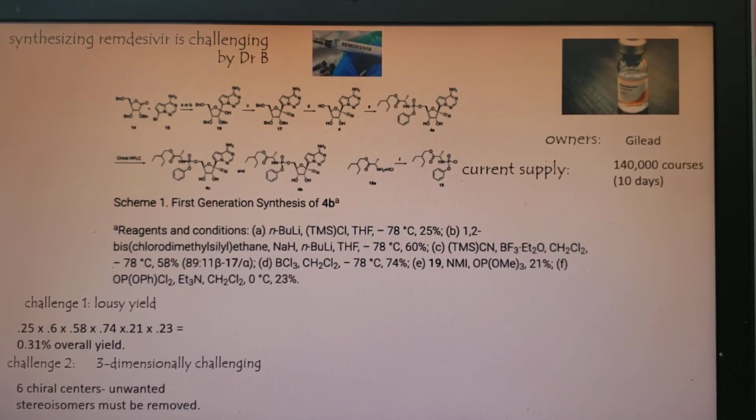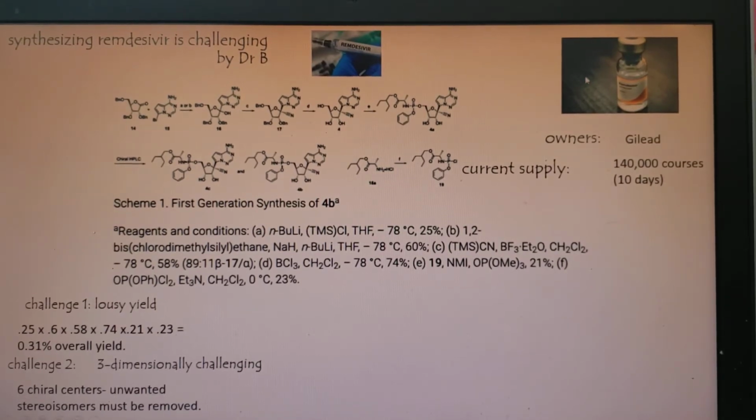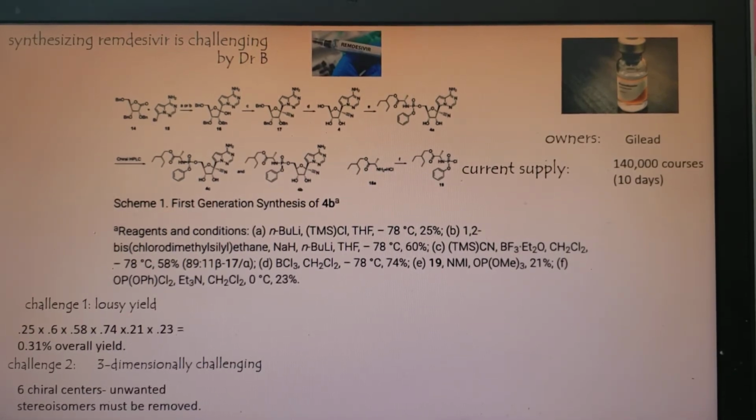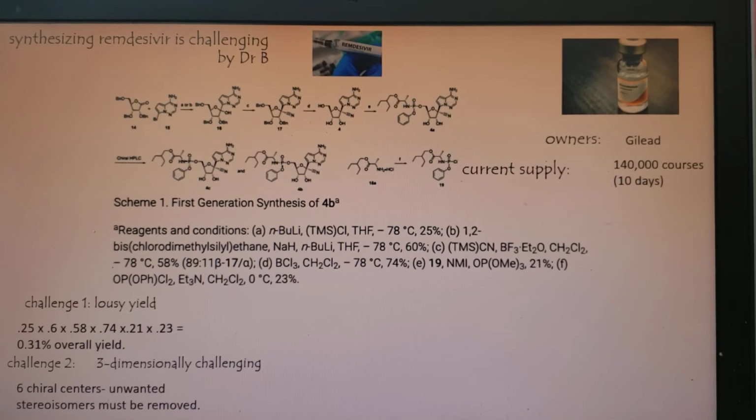The current supply, however, that they have, at least as of recently, was enough for 140,000 courses, each one consisting of a 10-day regimen for this injectable. This is not a pill, this is an injectable, and you got to make sure that you are synthesizing something that is truly food grade, clean room conditions, so that you don't have any impurities in this substance.